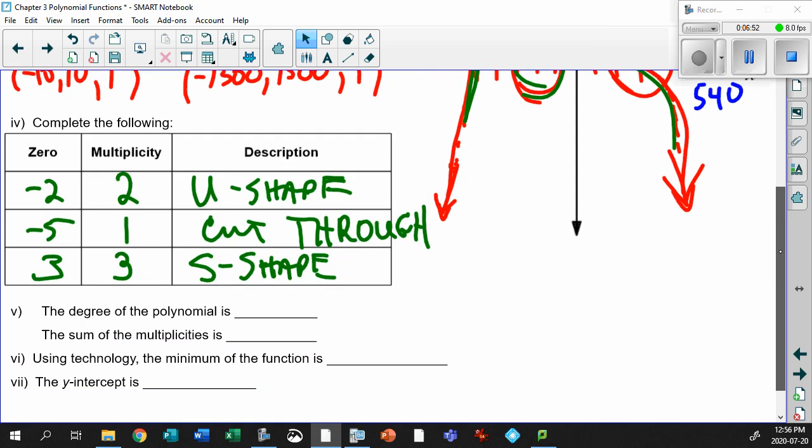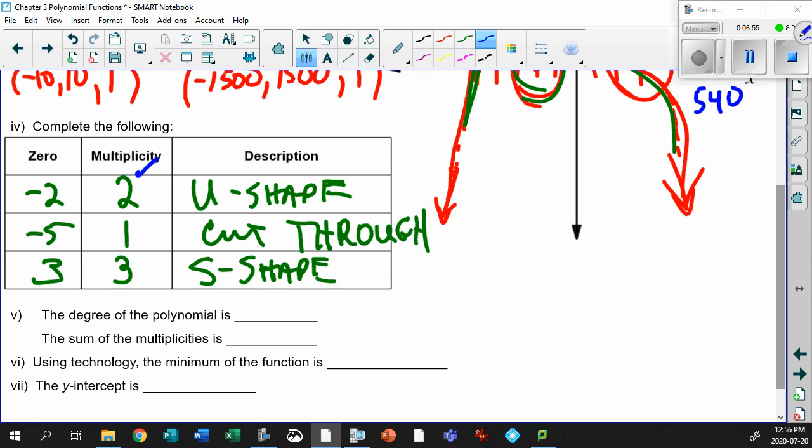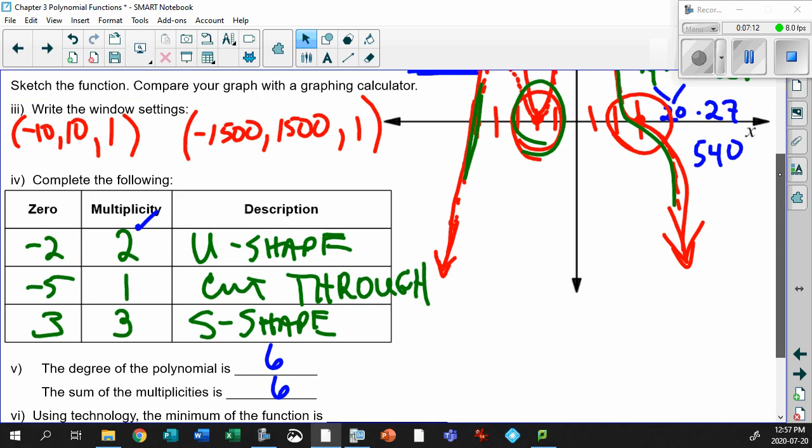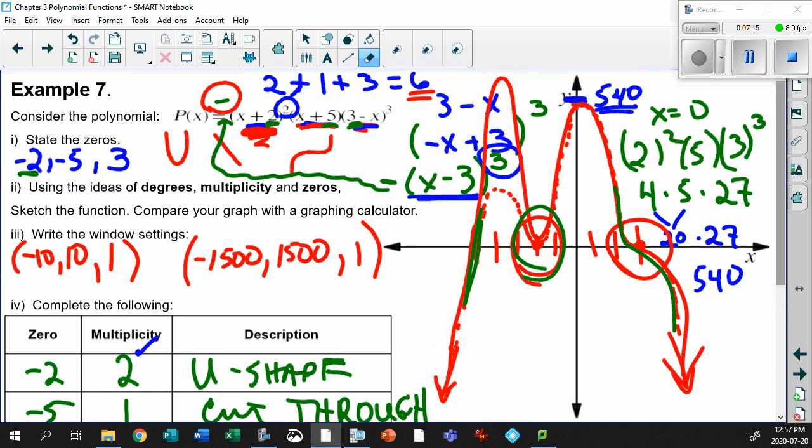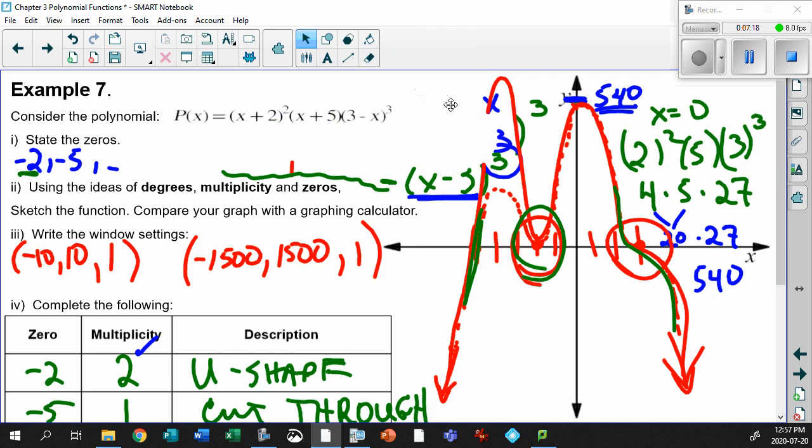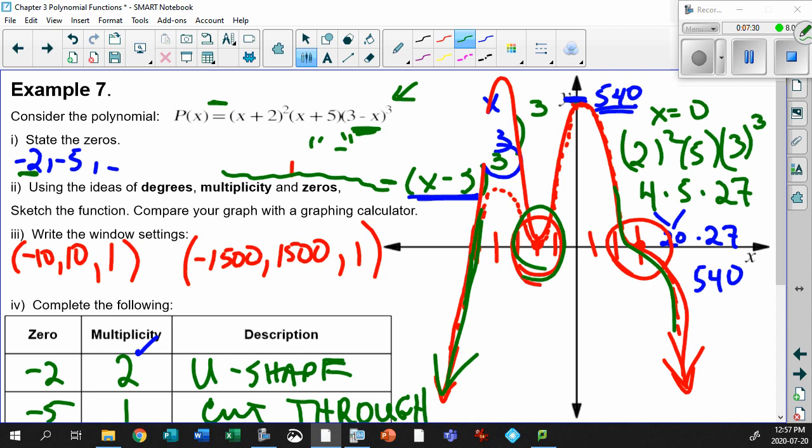Degree of the polynomial, just add up the multiplicities, and hopefully it works. This is going to be a degree of 6, multiplicity of 6. Using technology, we can find the minimum. Well, we found the maximum this time, and we found out the y-intercept was 540 using technology. Wow, what a neat question. The thing you have to watch out for was when you got something that looked as weird as this. And remember, that only matters when the multiplicity is odd. Don't forget that you had to factor out the negative first. That's what allowed us to predict that this was going down and down. So make sure you look for things like that.